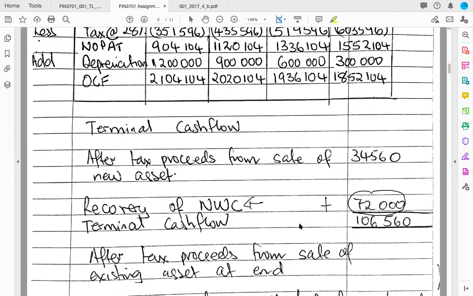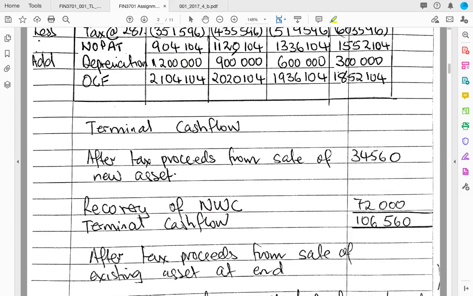That 72,000 that went out initially is going to come back at the end of the project, and we need to add it back as recovery of net working capital. The project is now finished. The 72,000 that we used initially to purchase net working capital is now coming back into the company, and we need to add it as part of our calculation for the terminal cash flow.